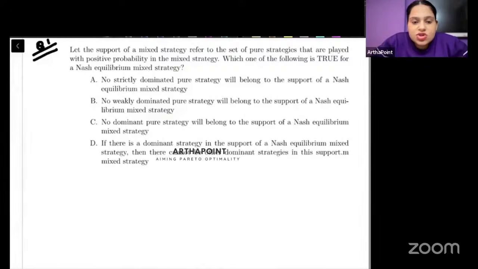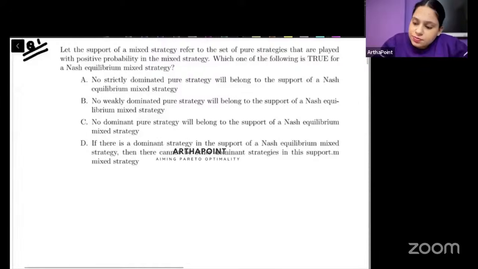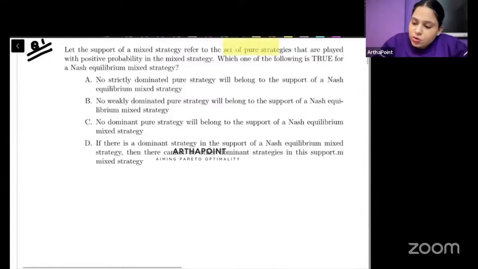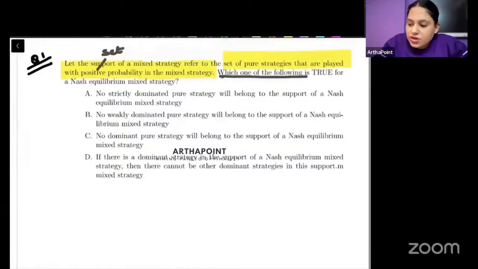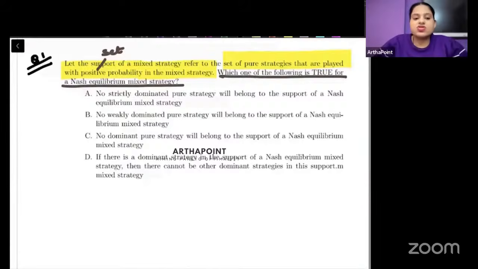Let the set of pure strategies that are played with positive probability in a mixed strategy be the support of the mixed strategy. Which of the following is true for a Nash equilibrium mixed strategy? Okay, D. How about others?